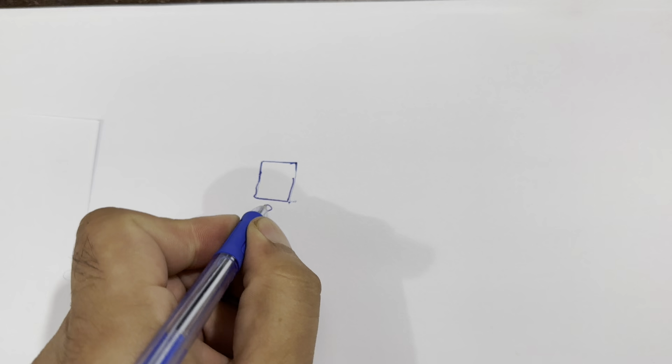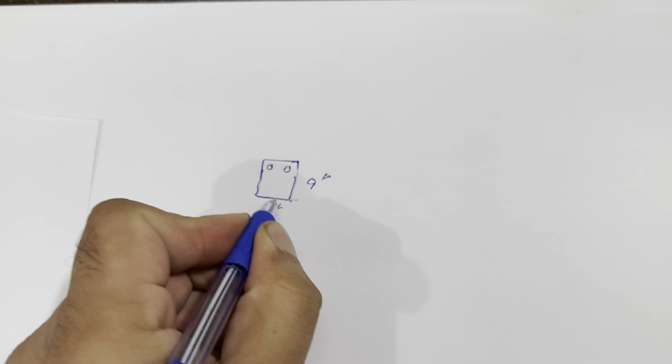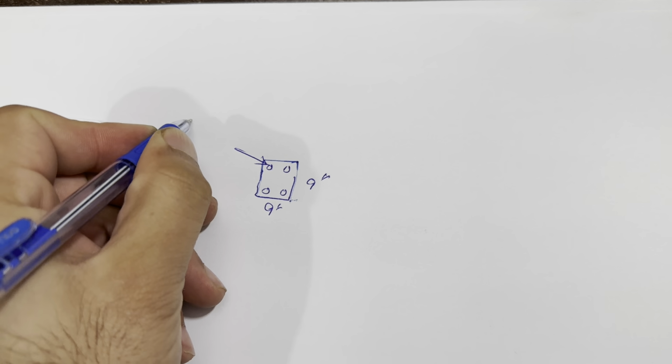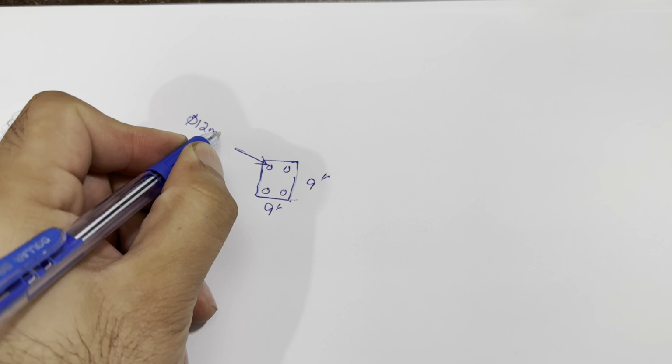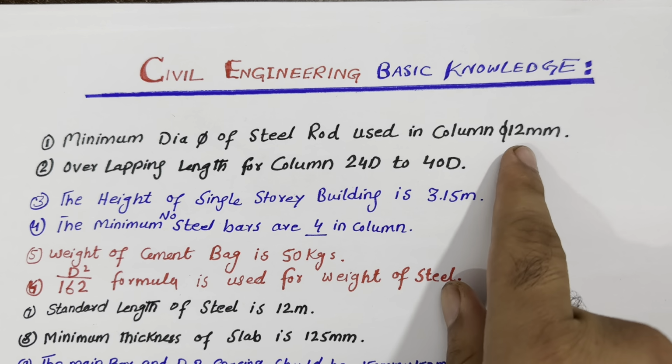The first one is the minimum diameter of steel bar used in a column: 12 millimeter. It means, guys, you can see clearly we have the RCC column. In an RCC column, suppose the size is 9 by 9 inches, or 12 by 12 inches, or anything. These are steel rods, so use a minimum 12 millimeter diameter of steel rod, right? 12 millimeter. This is very important for you people to know in an RCC column.